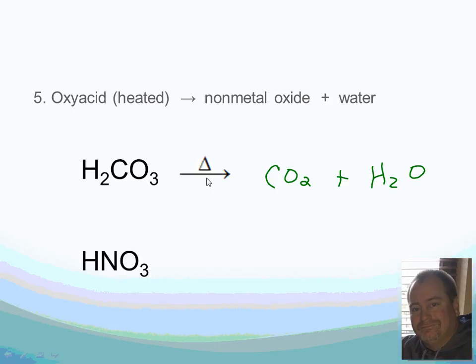Now, look at this guy. Nitric acid when I heat it. Now, what's the deal here? I don't have two hydrogens. Okay? I don't have two hydrogens. So the first thing I'm going to need to do is make sure that I have two hydrogens, right? So if I have two hydrogens, what happens if I take out two hydrogens and one oxygen?